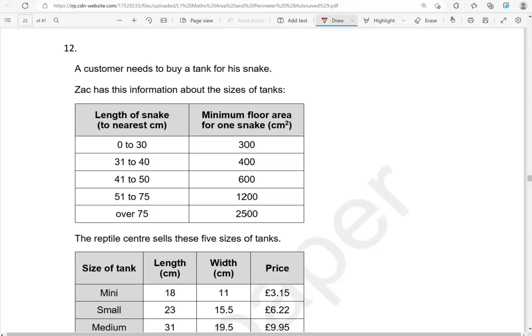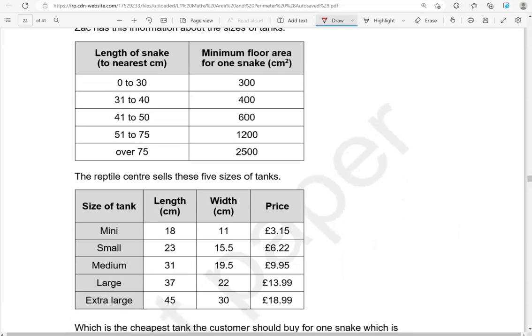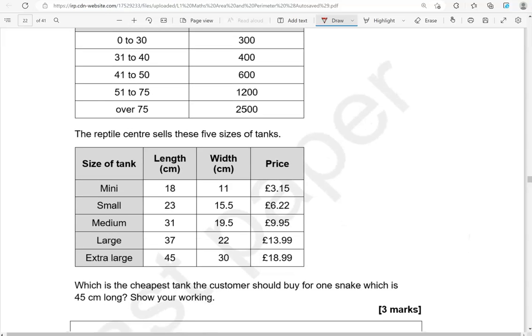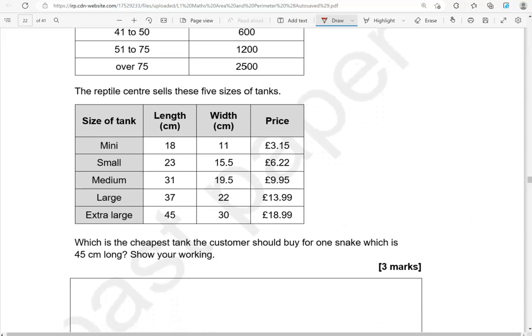A customer needs to buy a tank for his snake. Zach has this information about the sizes of tanks. So we've got different lengths of snakes and then the respective minimum floor area for one snake. The reptile center sells these 5 sizes of tanks. Which is the cheapest tank the customer should buy for one snake, which is 45 centimeters long?